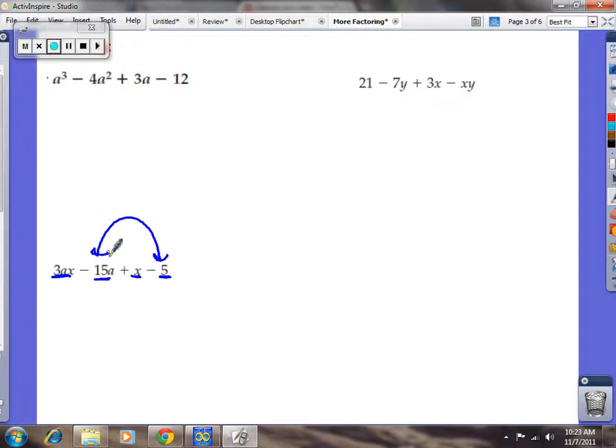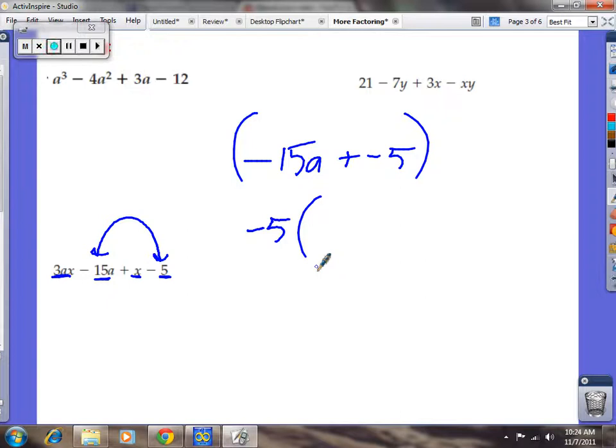So let me rewrite it out here. Let's write negative 15a and a minus 5. Okay, so let's just zero in on these 2. Now what jumps out at you about those 2? What do they got in common? They're both negative, so let's pull out a negative 5. If I factor out a negative 5, I'm going to rewrite that as a negative 5 times what? 3a plus 1. So negative 5 times the quantity 3a plus 1.